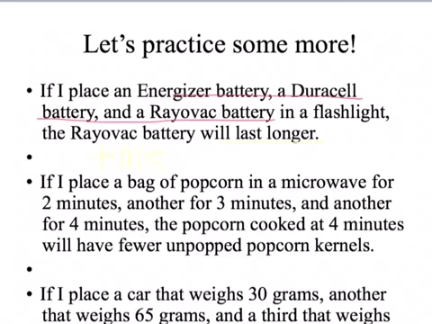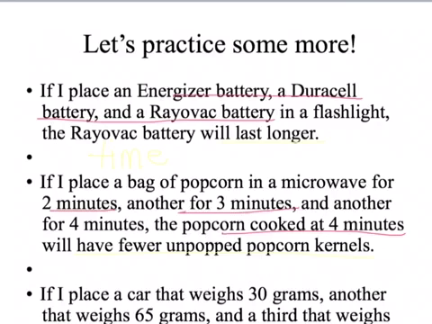Now let's look at that tricky popcorn one. If I place a bag of popcorn in a microwave for 2 minutes, another for 3 minutes, and another for 4 minutes, the popcorn cooked at 4 minutes will have fewer unpopped popcorn kernels. Just by reading that, I can see that this is so much more obvious what I am changing. My independent variable is listed here, all these times. So I'm changing the amount of time I put the popcorn in the microwave. And now I can see what I'm measuring here, fewer unpopped popcorn kernels.